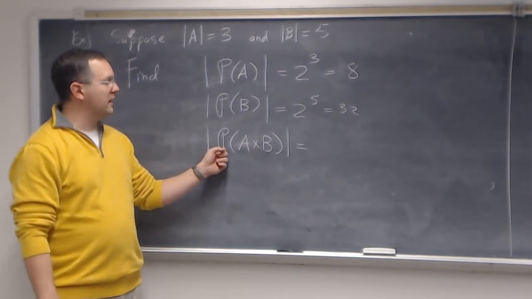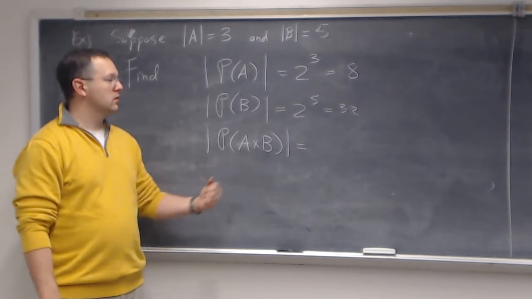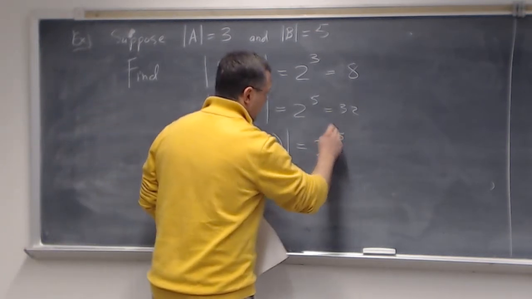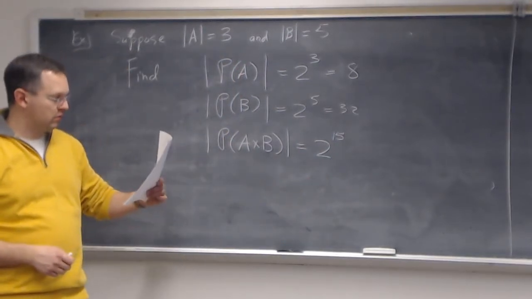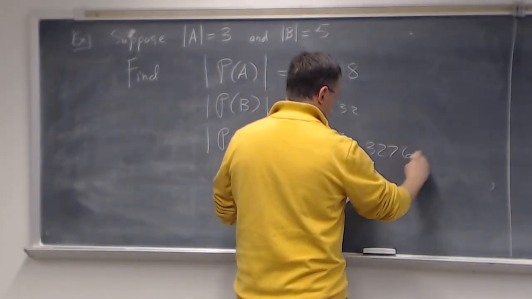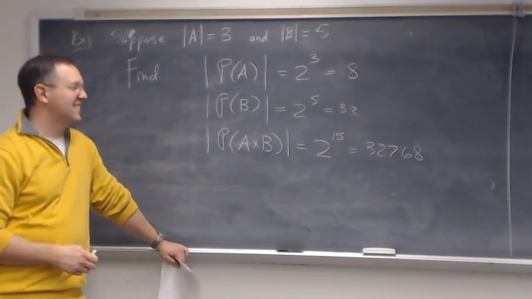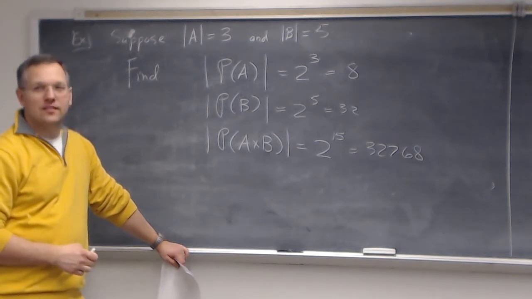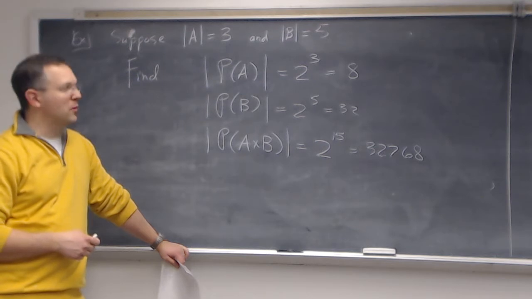So the power set of a set with 15 elements would be 2 to the 15, which you all know is, clearly, 32,768. So, you guys behave yourselves. I won't put that on a homework problem.